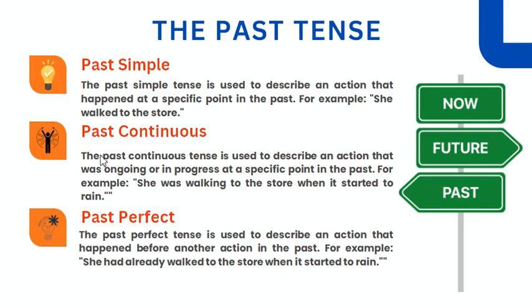The past continuous tense is used to describe an action that was in progress at a specific point in the past. So the difference between present continuous and past continuous is that in the present continuous you express exactly the moment of speaking, but in the past continuous you have some kind of progress, not in the present, but at a specific point in the past. Look at this example. She was walking to the store when it started to rain. Now, we are not saying she is walking.